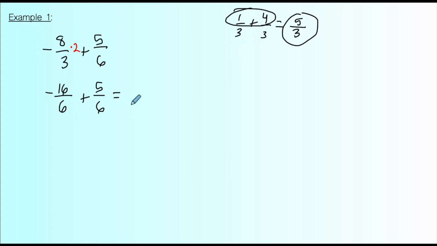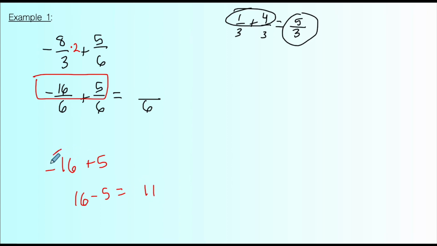So I already know that my answer is going to be something over 6, which means this problem really boils down to what is -16 plus 5. Forget about the sixth part for now. I've got one of each number, one positive, one negative, which means I'm going to find the difference between the two.